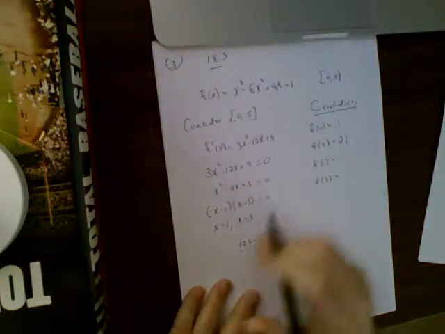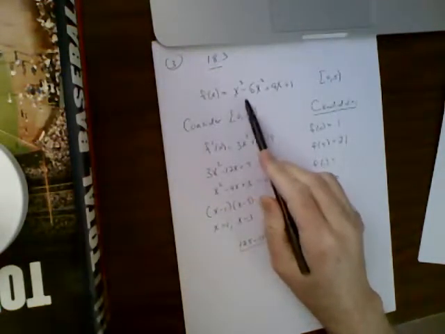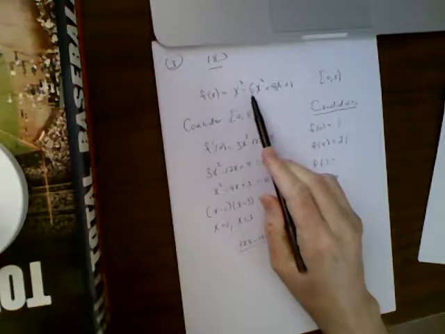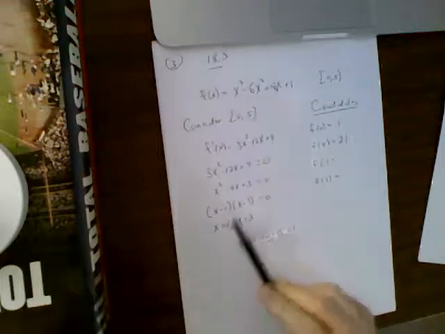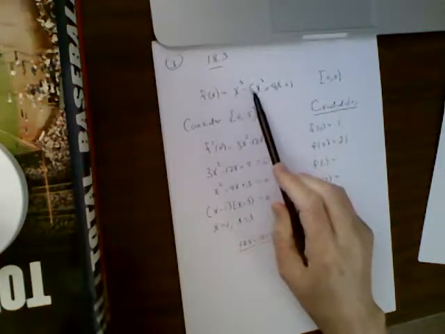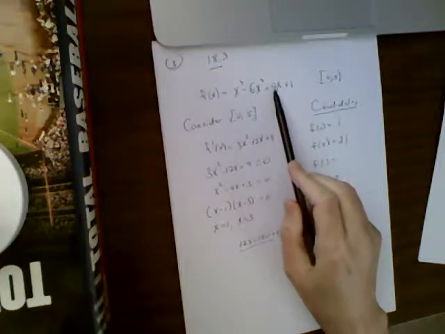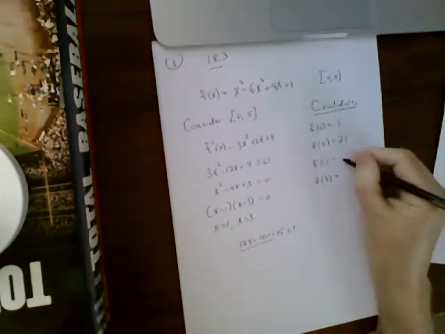F of 1 is 1 minus 6, so that puts me at minus 5. Plus 9, that puts me at plus 4. Plus 1 gets me to 5. Let's check that again. 1 minus 6 is minus 5. Plus 9 is plus 4. Plus 1 is plus 5.